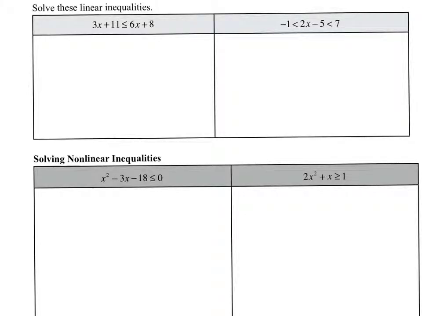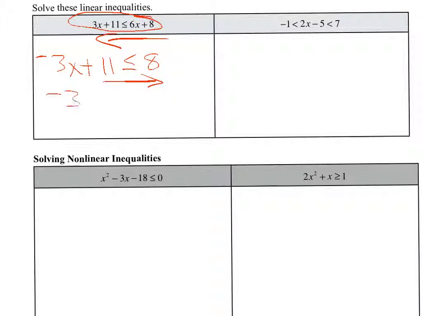We went on to solve a couple of linear inequalities, and in class we did this one a certain way, so we'll do it a different way. This time I'm going to put all the variable terms to the left-hand side, so that's going to give negative 3x plus 11 is less than or equal to 8. And now I'm going to put the 11 on the other side, so negative 3x is less than or equal to negative 3. Now I'm going to divide by negative 3, and since negative 3 is a negative number, I have to reverse the inequality symbol.